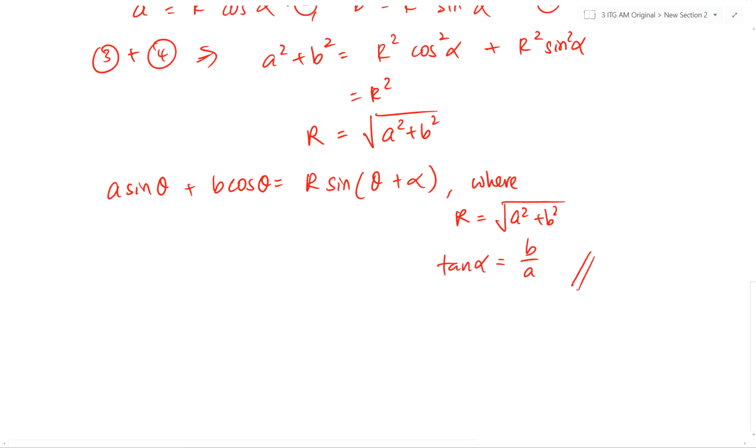In summary, when I give you an equation such as, just now I was saying, 4 sine theta plus 3 cosine theta equals 4.8, you cannot solve this. Cannot solve.